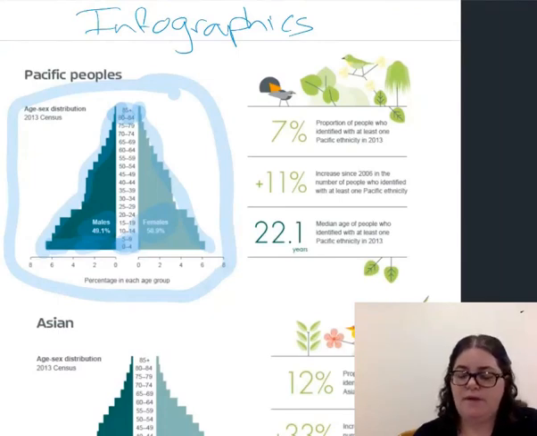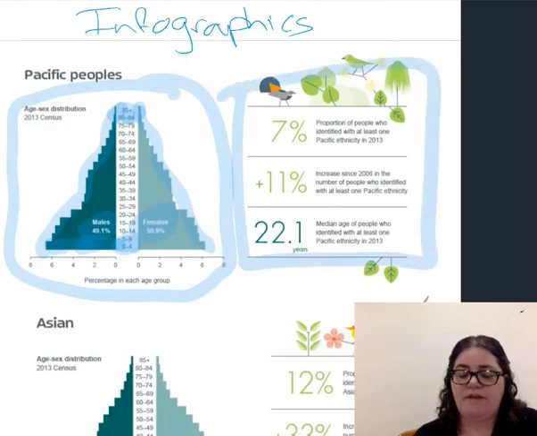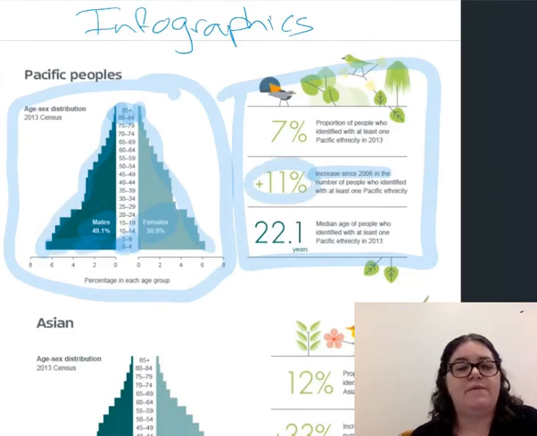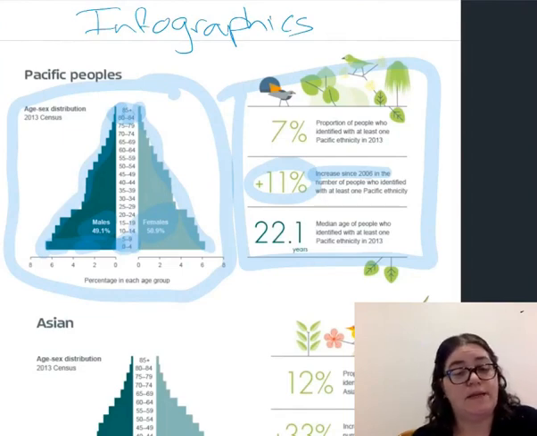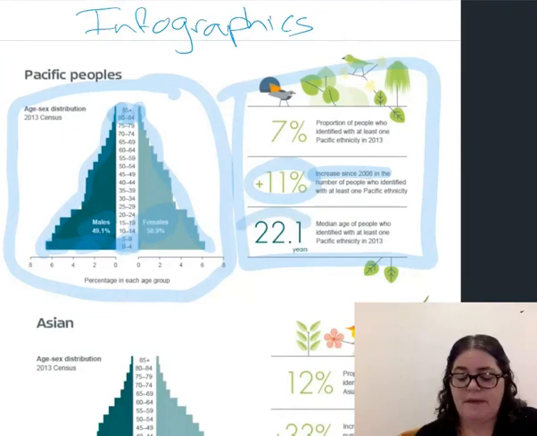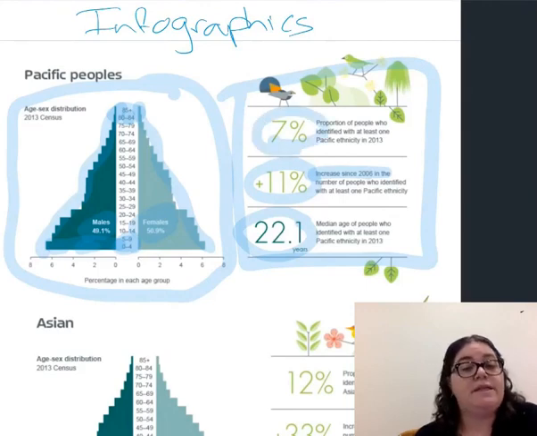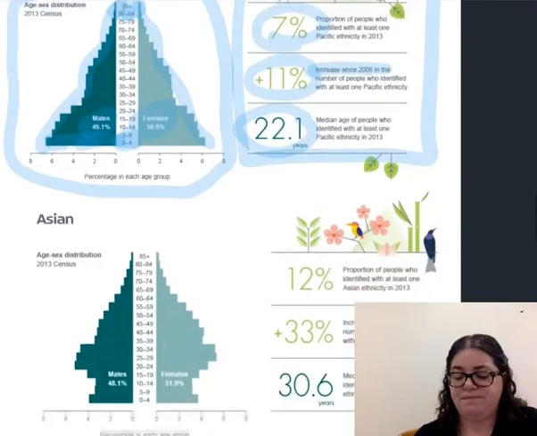Then on the right-hand side, we've got some information about the change. It talks about how much it's increased, that the number of Pacifica people has increased by 11% between 2006 and 2013. It gives us our median age, and it identifies the proportion of the population that identify with at least one Pacifica ethnicity.